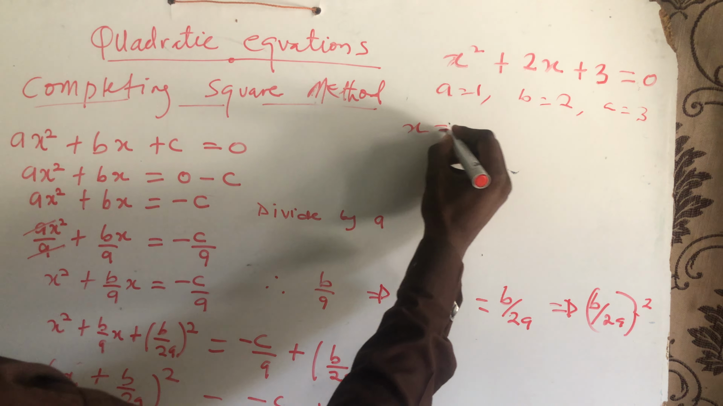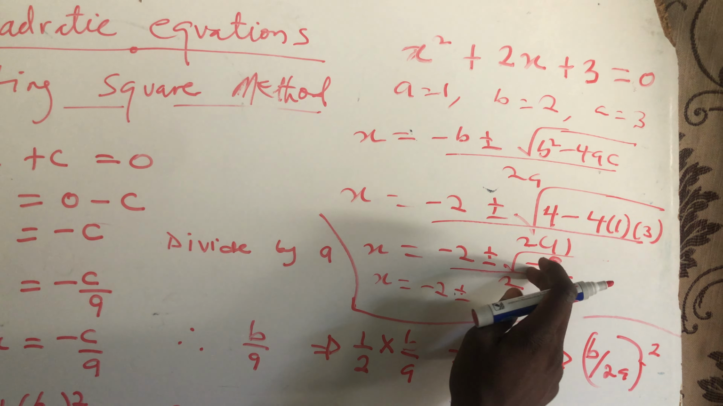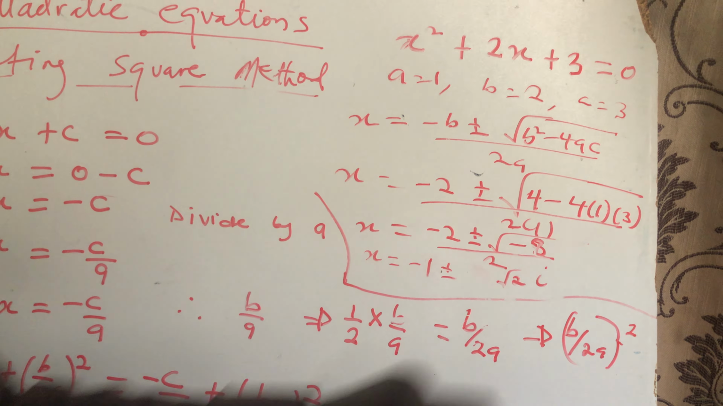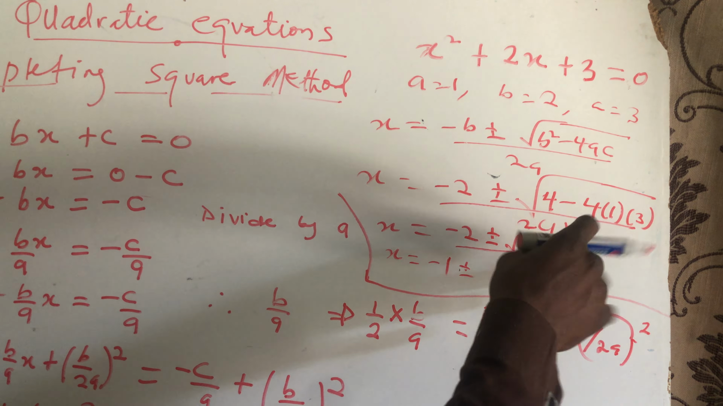So this one will be minus 2 plus or minus root of negative 8, which is going to be 2 root 2i, because this is a complex number. So plus or minus 2 root 2i all over 2. So this is going to be 1. This is going to be cancelled. So the answer will be x is equal to minus 1 plus or minus root 2i. In this case, because it is a complex number, we cannot find the square root of a negative number.